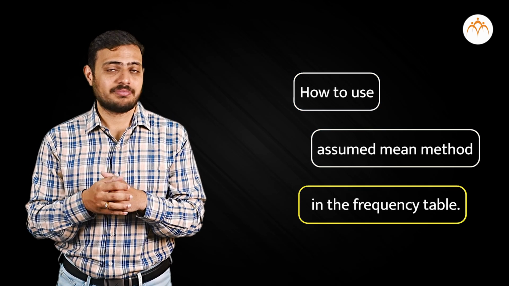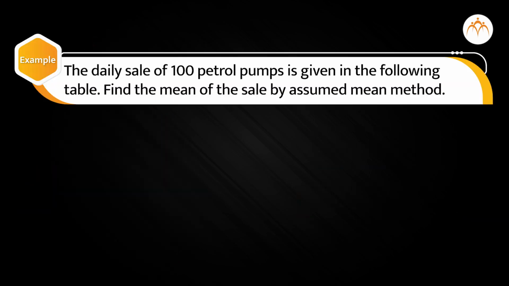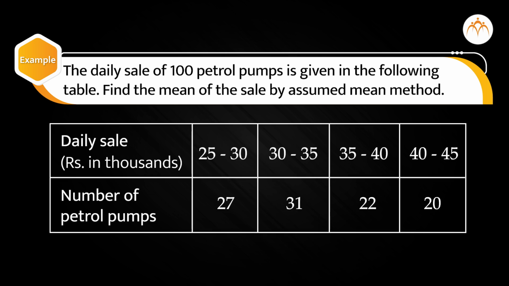Now we will see how to use this method in the frequency table. Example, the daily sale of 100 petrol pumps is given in the following table. Find the mean of the sale by assumed mean method. Daily sale in 1000 rupees and number of petrol pumps: 25,000 to 30,000 rupees, 27 pumps. 30,000 to 35,000 rupees, 31 pumps. 35,000 to 40,000 rupees, 22 pumps. 40,000 to 45,000 rupees, 20 pumps.